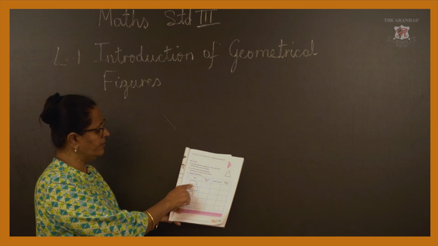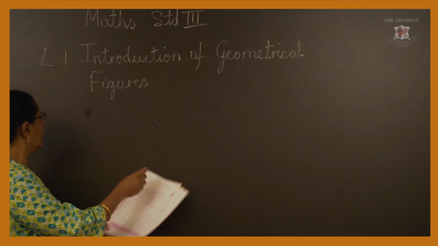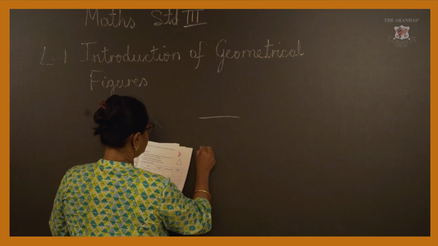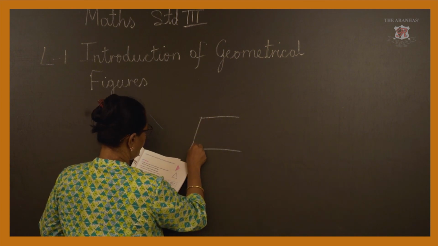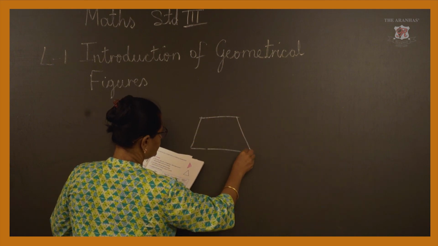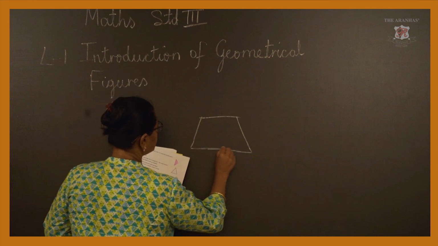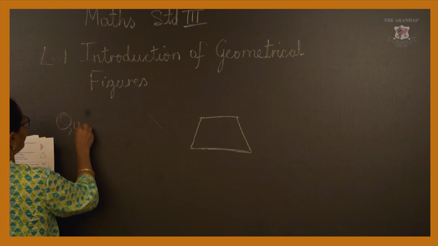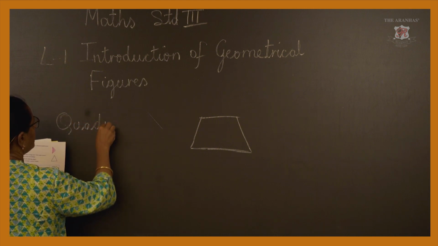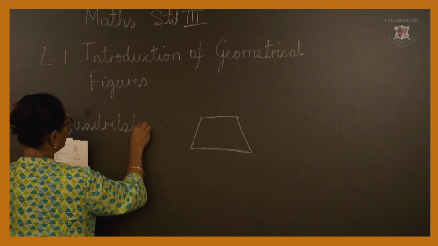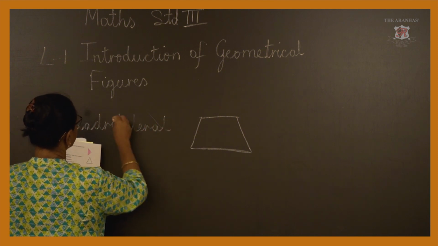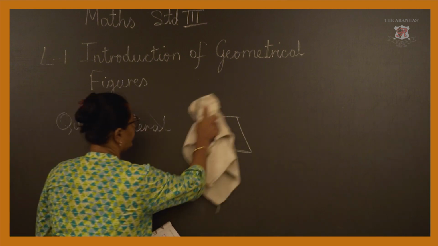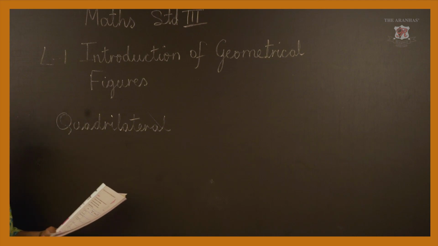So, the first figure, what is it? The first figure, see the figure. How is the figure? The figure is like this, right? So, what is this? Tell me. It is a quadrilateral. The figure is a quadrilateral. Okay. Now, tell me the sides.